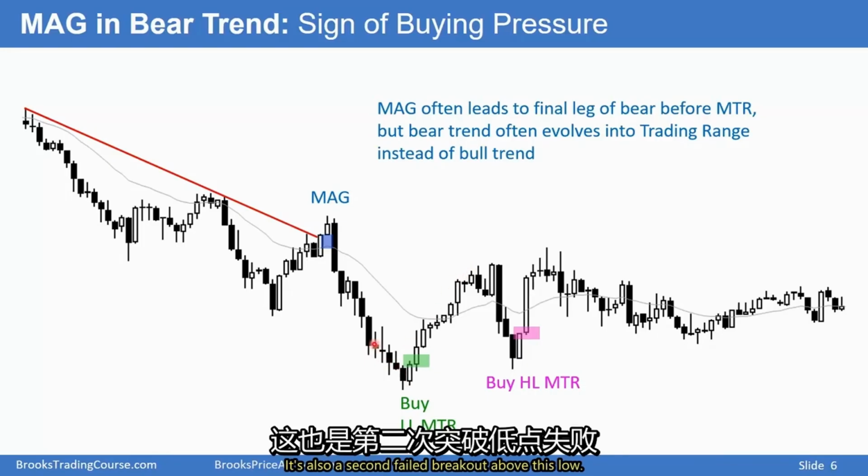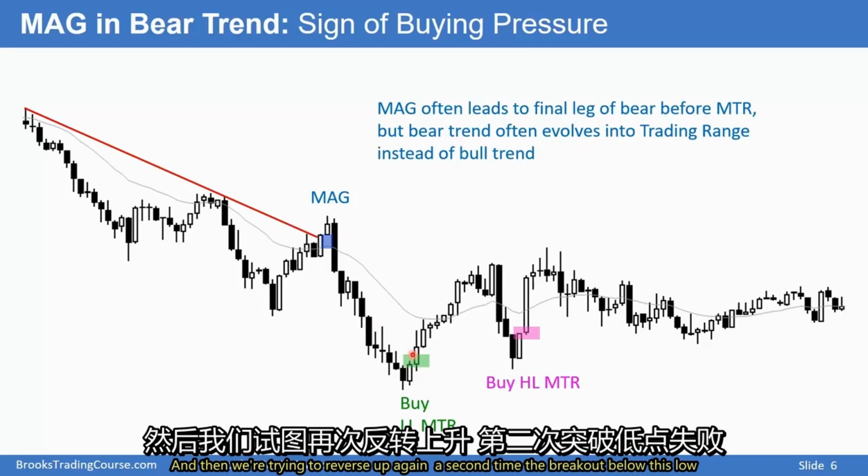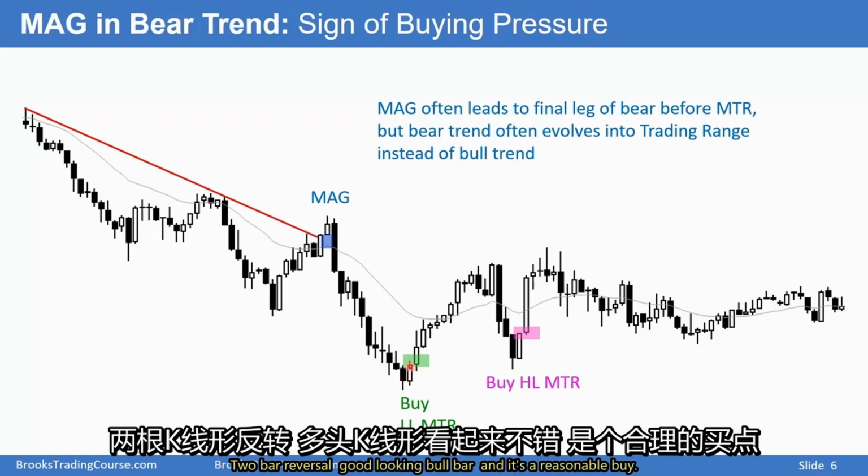It's also a second failed breakout above this low. Tried to break out, and it looks like it's trying to fail. We have a pullback, and then we're trying to reverse up again. A second time the breakout below this low is failing. It's a higher probability buy. 2-bar reversal, good-looking bull bar, and it's a reasonable buy.